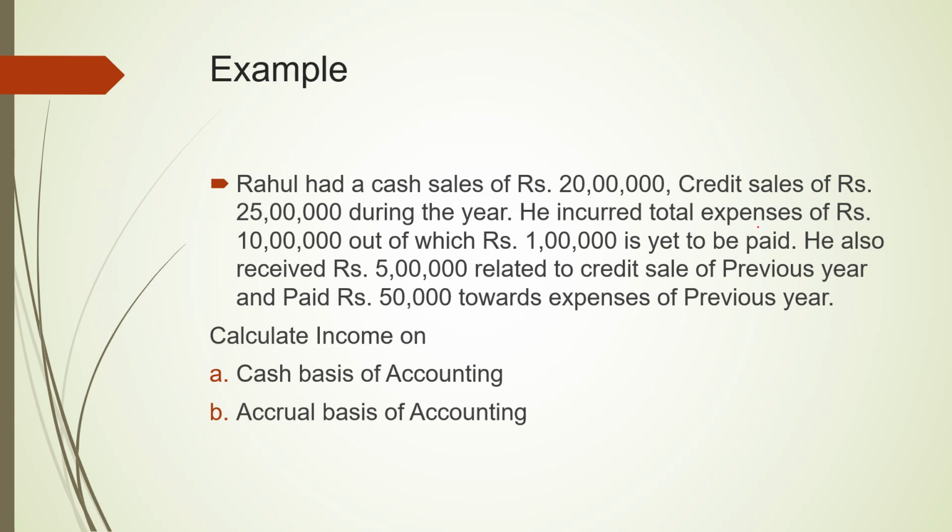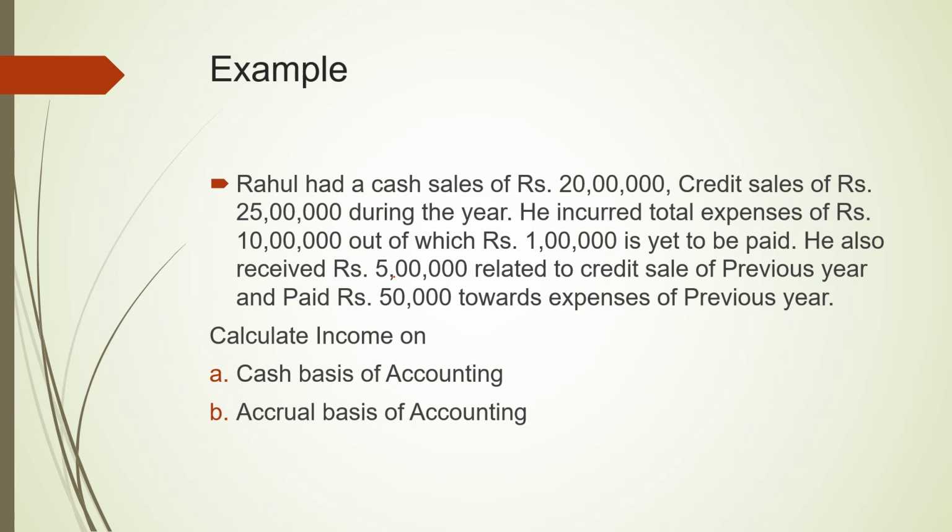He incurred total expense of rupees 10 lakh. So total expense incurred for the accounting year is rupees 10 lakh, out of which rupees 1 lakh is yet to be paid. So 9 lakh has already been paid, still 1 lakh is pending to be paid.